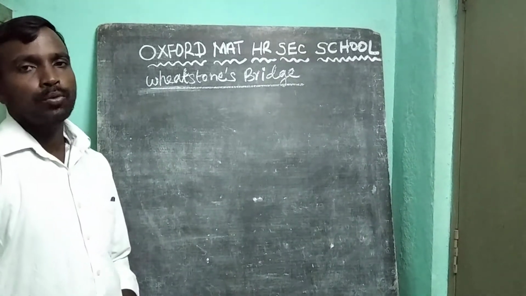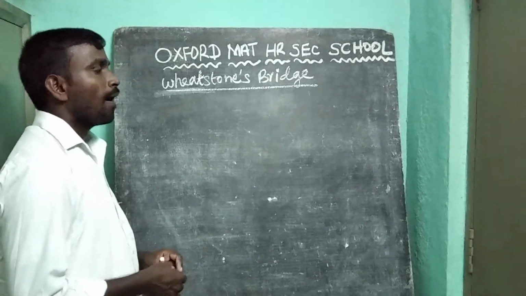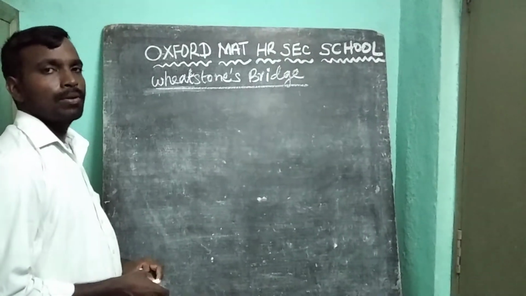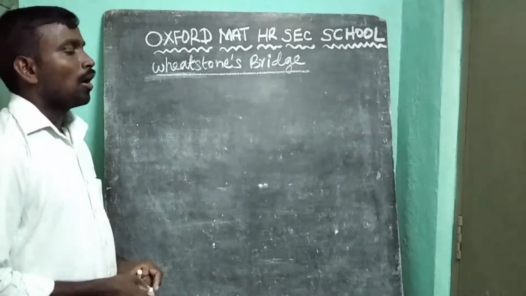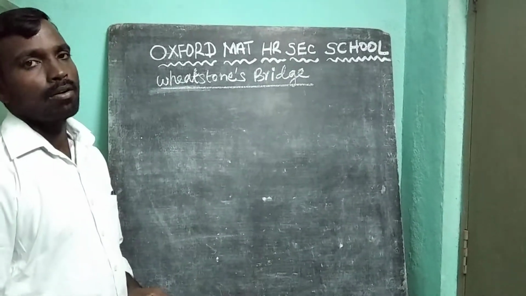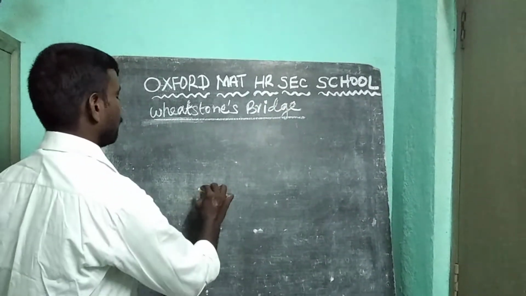So again, I am going to teach the Wheatstone bridge. The Wheatstone bridge is an application of Kirchhoff's rules. With the help of the Wheatstone bridge, we find the unknown resistance R. So consider a simple circuit.